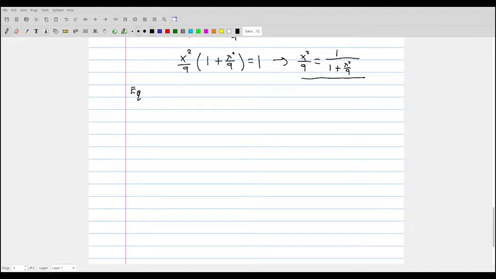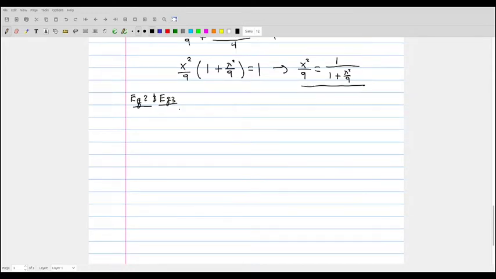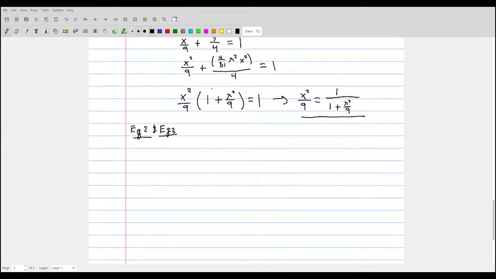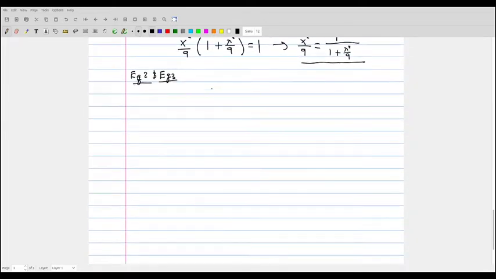We want to do the same thing for equation 2 and equation 3. That is, plug equation 2 into this expression for equation 3, and the idea is that this is actually going to eliminate x for us in this equation. So when I do that, I plug in for x squared.